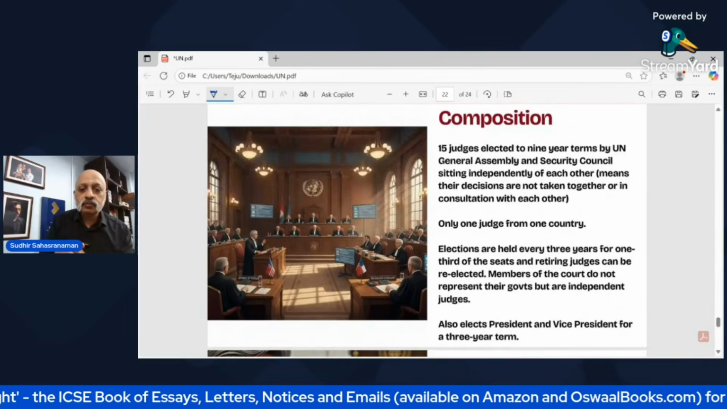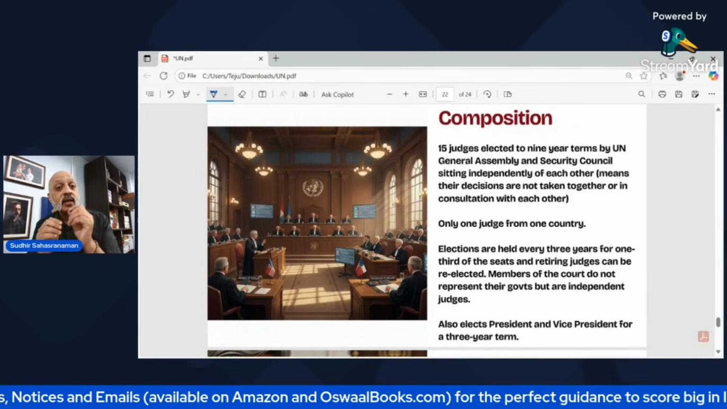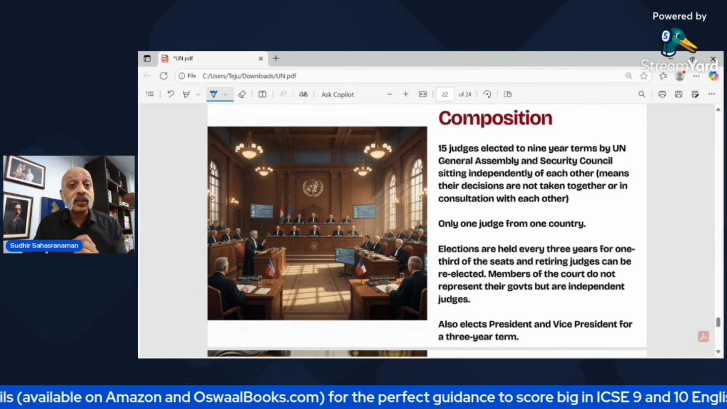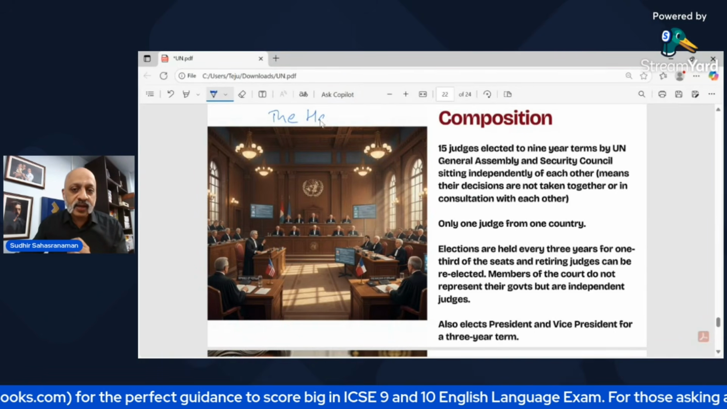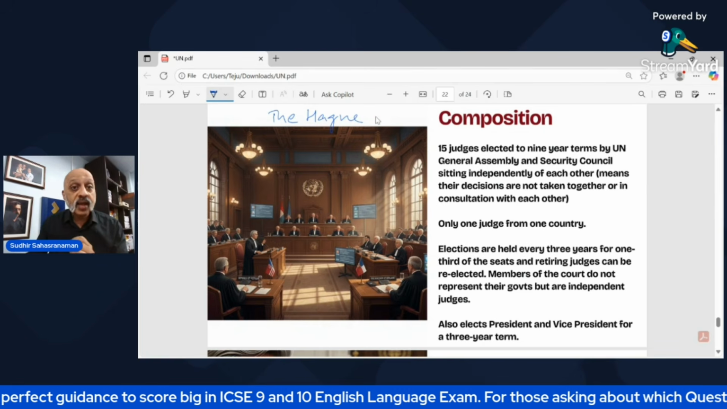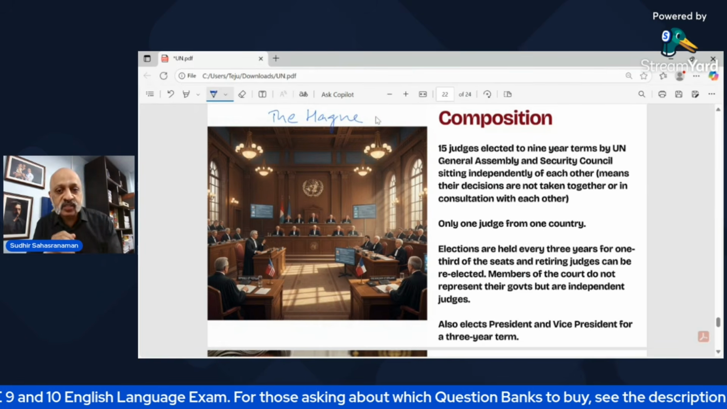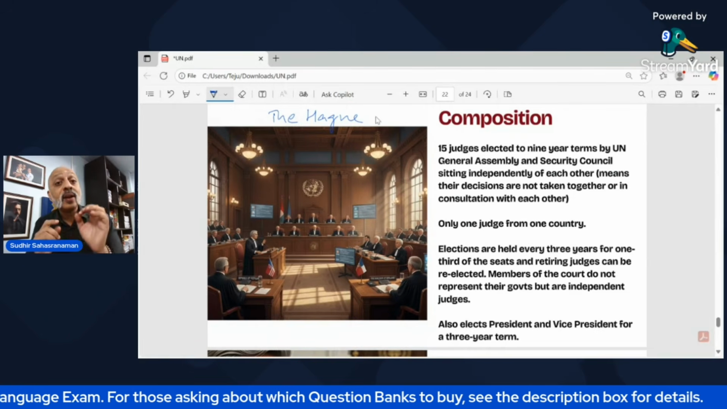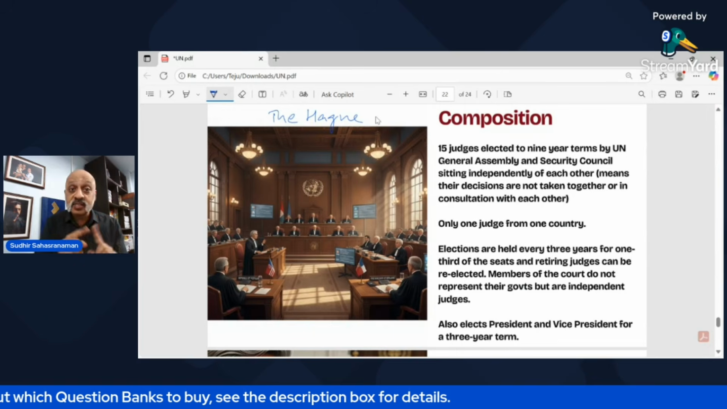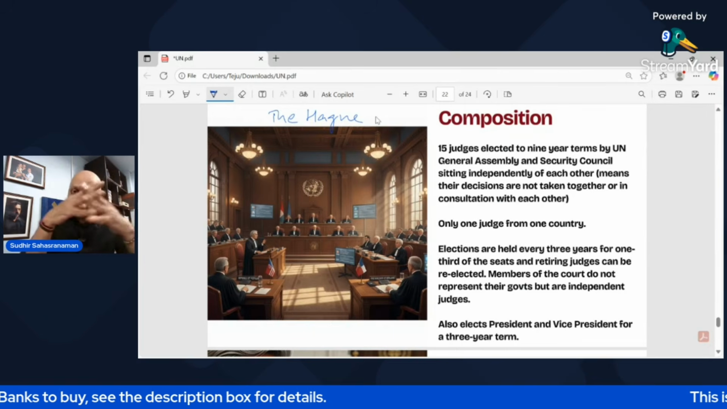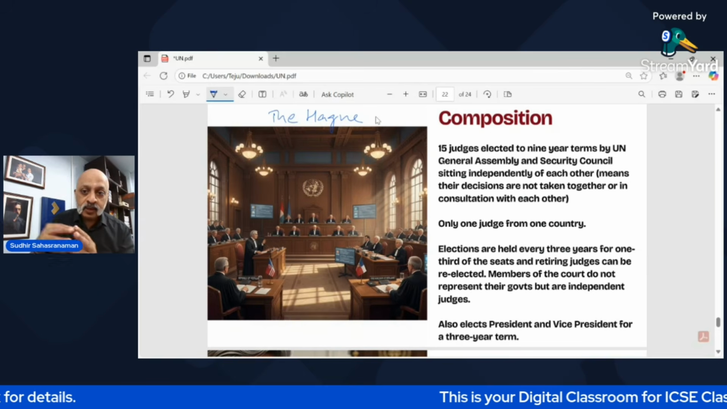Now, next, let's come to the International Court of Justice. Now, this is established at the Hague in Netherlands. It is called The Hague. You cannot just write Hague. You need to write it as The Hague, which is in Netherlands. It was established in 1946. Now, 15 judges are elected to 9-year terms by the UN General Assembly and Security Council, sitting independently, but both of them will be involved in the election of these 15 judges.